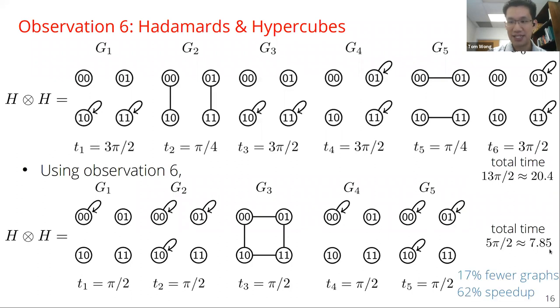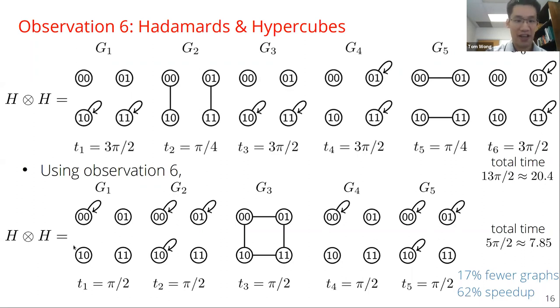So this is a 62% speed up. It's more than half as fast, with a modest improvement in the number of graphs. What's nice about this though, is that if you were to have, let's say, 10 Hadamard gates in parallel, if you were to implement them sequentially, you'd have 3 graphs for each Hadamard. So you need 30 graphs to do 10 Hadamards if you just use previous results. If you use our observation, you actually still would just have 5 graphs.